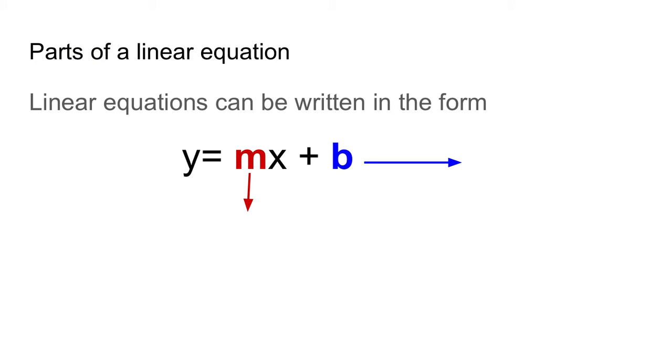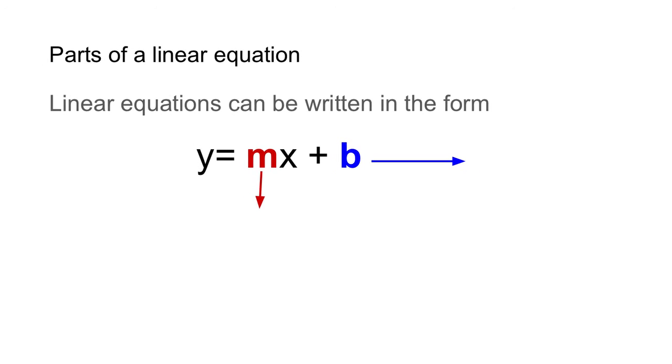So, first thing we want to know is the parts of a linear equation. And hopefully you remember that linear equations are all written in the form y equals mx plus b. And so when you write them in that form, you replace the m and the b with numbers. And the m gets replaced with whatever your slope is, or your rate of change. And your b gets replaced with your y-intercept, or your initial value.